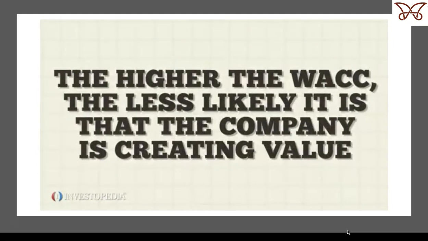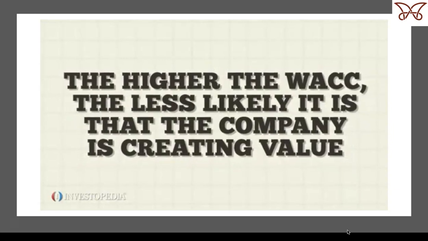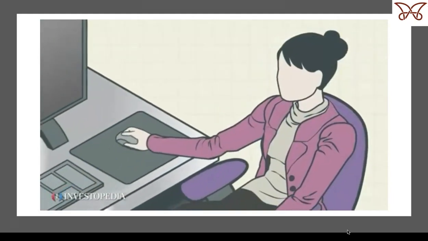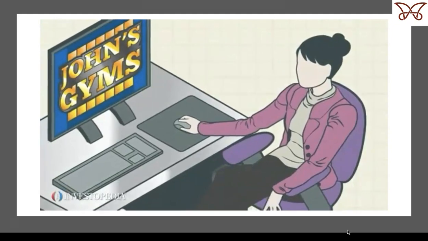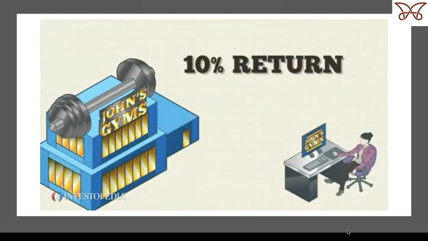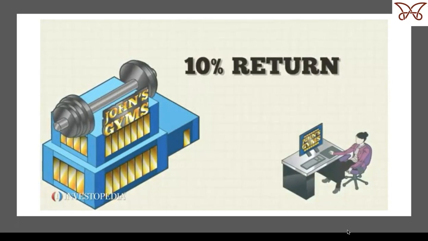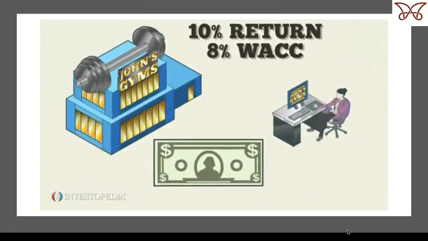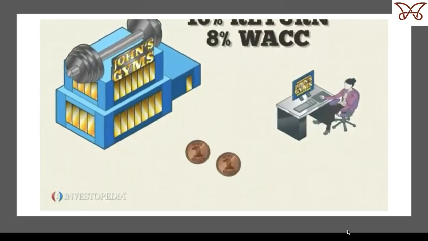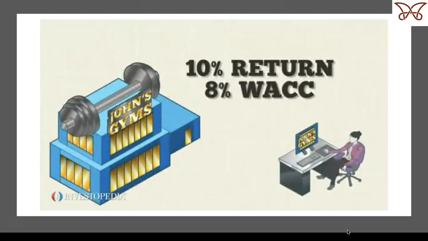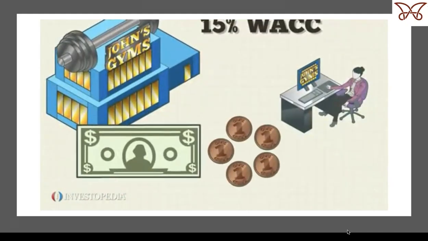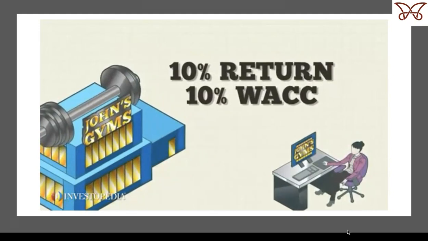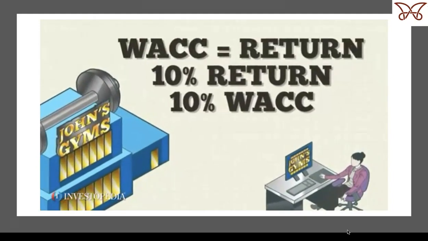The higher the WACC, the less likely it is the company is creating value because it has to overcome more expensive borrowing costs in order to make a profit. Mary is considering an investment in John's Gyms. She determines that the company is producing a 10% return and calculates that the company's WACC is 8%. By subtracting the WACC from the return, she sees that for every dollar John's Gym spends, it creates 2 cents of value. If John's Gyms had a WACC of 15%, it would be destroying 5 cents of value for every dollar it invested. If its WACC were 10%, the company would be neither creating nor destroying value, but remaining stagnant.